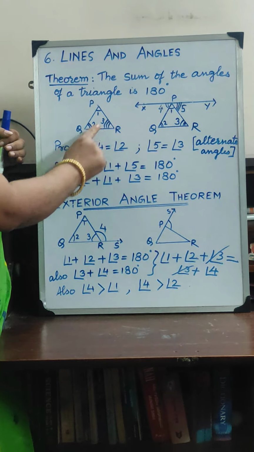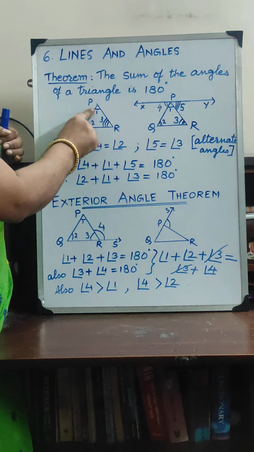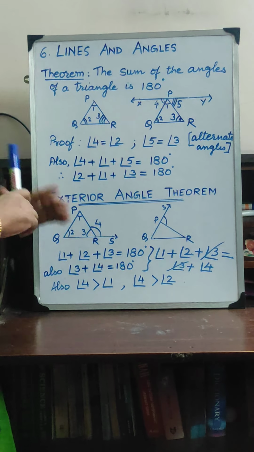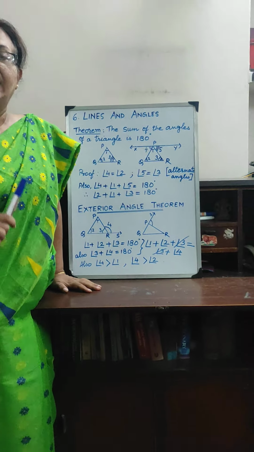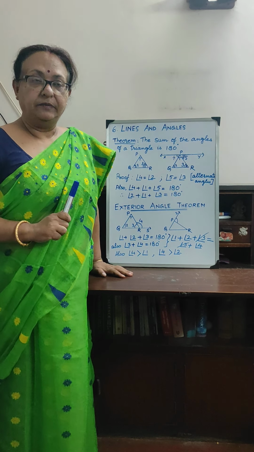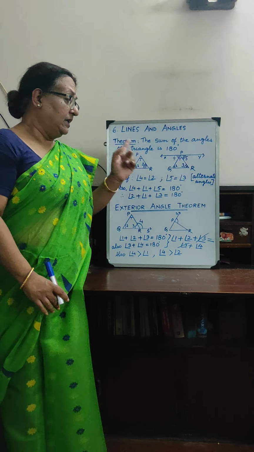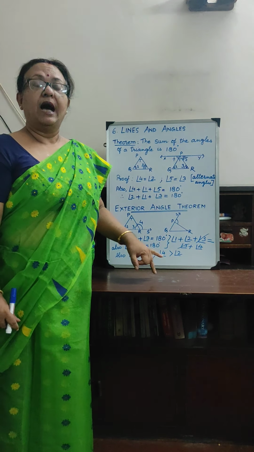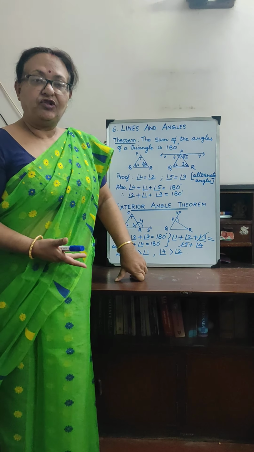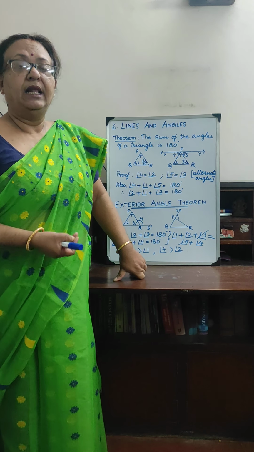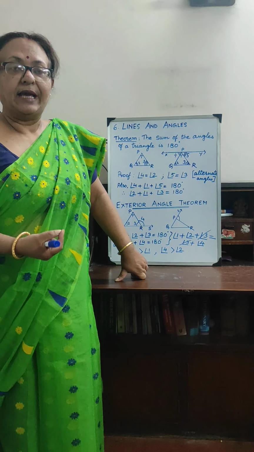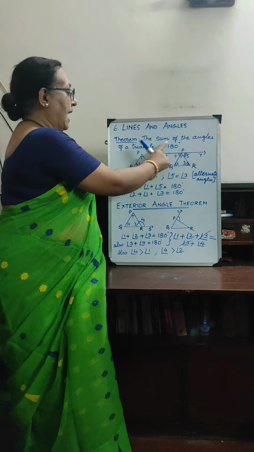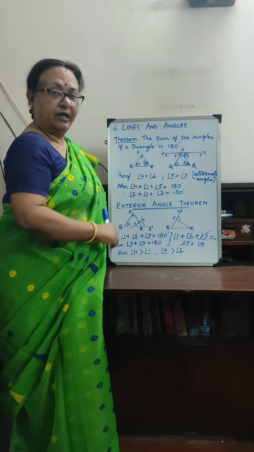Now just see again the figure, angle 2 plus angle 1 plus angle 3 is 180 degrees. So we have seen the sum of angles of a triangle is 180 degrees. This is true for any triangle: equilateral triangle, isosceles triangle, scalene triangle, right-angled triangle, acute-angled triangle, obtuse-angled triangle. For any triangle, the sum of angles is 180 degrees.